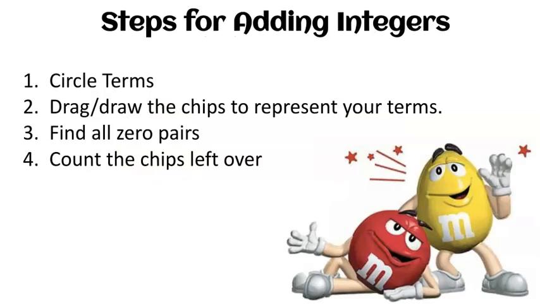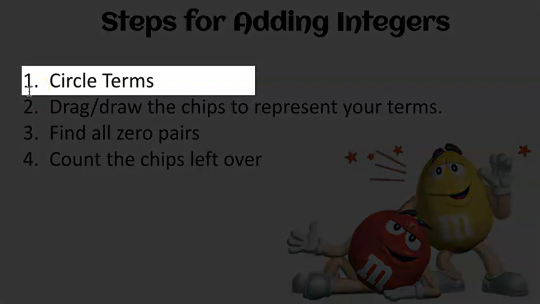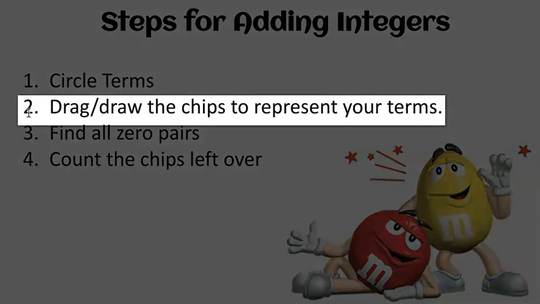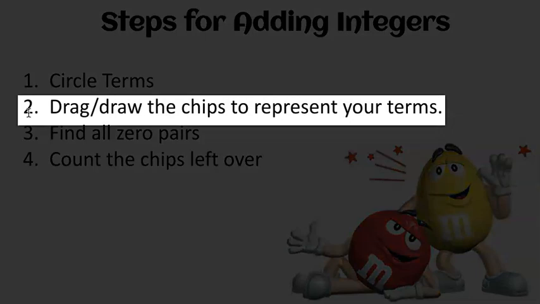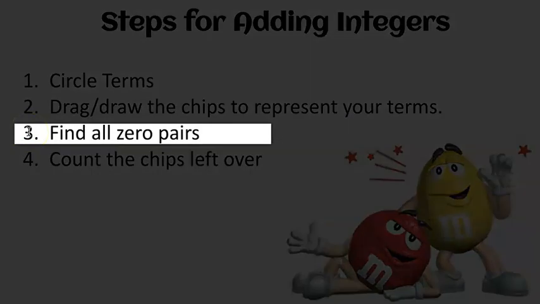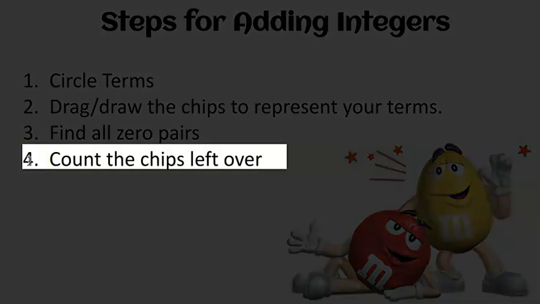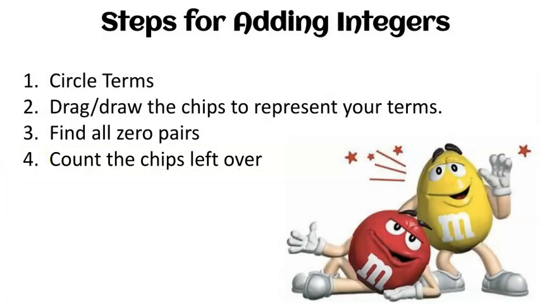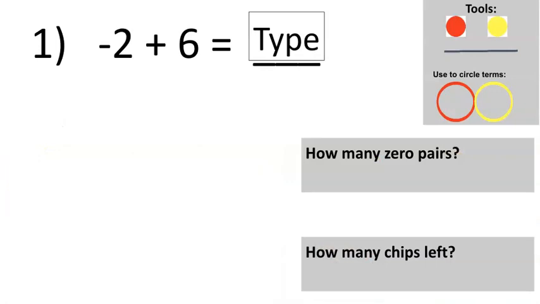Here are our steps for adding integers. Step number 1, please circle your terms. Step number 2, drag and draw the chips to represent your terms. Step number 3, find all zero pairs. And step number 4, count the chips left over. Let's begin with problem number 1.